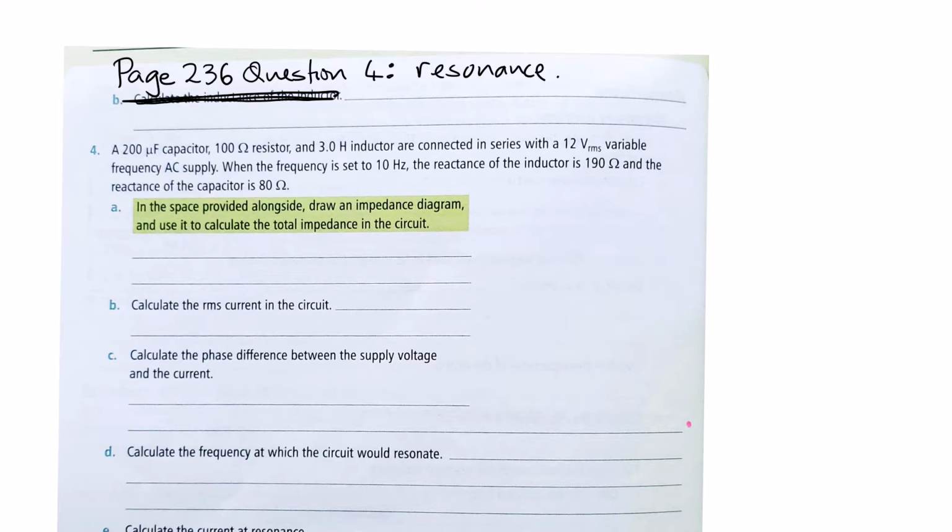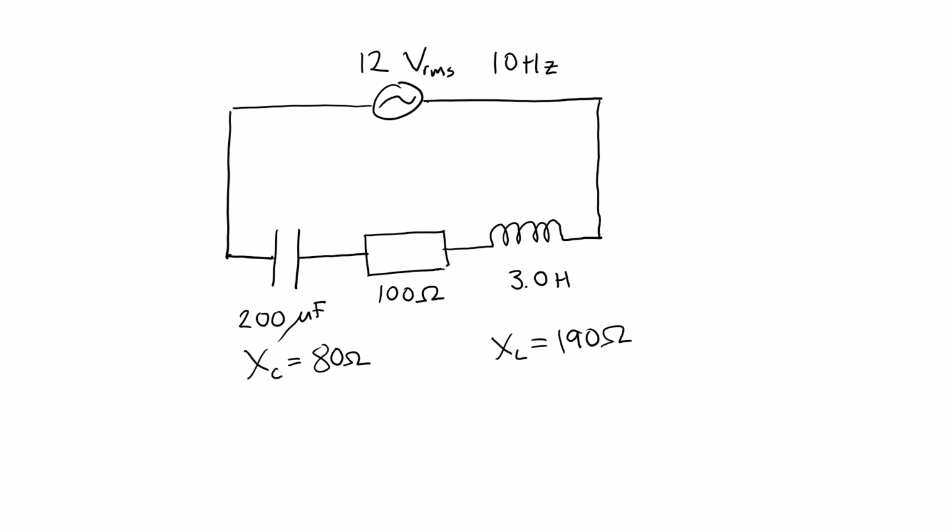Okay, we've got an LCR circuit here, which is what we'll always have for resonance. A 200 microfarad capacitor, 100 ohm resistor, and 3 henry inductor. So let's have a look at this circuit. Here's our circuit here: 12 volts RMS, alternating current, 10 hertz.